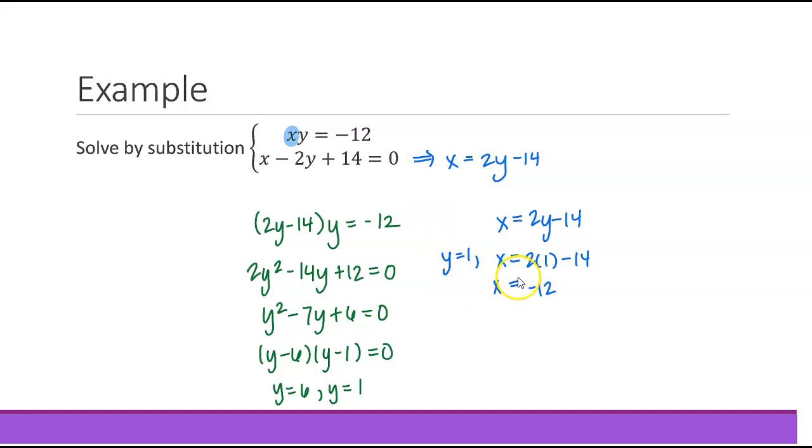So let's express that as a coordinate point. As a coordinate point, it has to go x comma y, right? So it's got to be negative 12, 1.